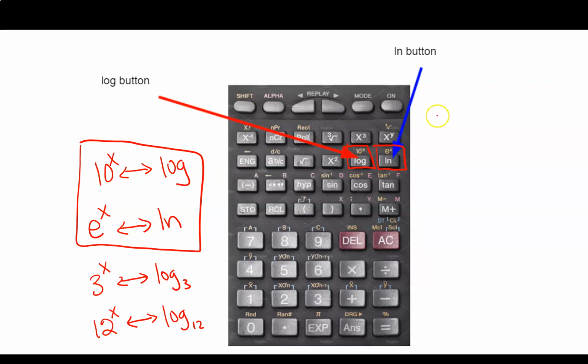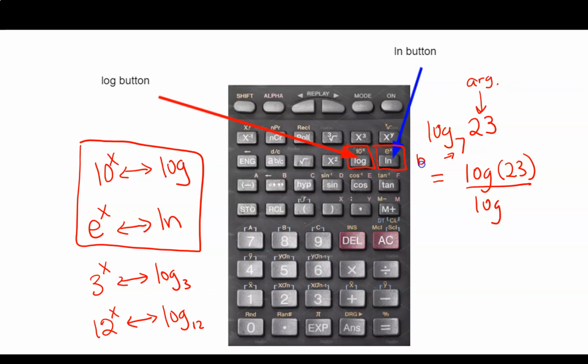So these two are buttons that you can use on your calculator. If you were trying to figure out log base 7 of 23, and you couldn't do that directly, the way we would do this is we'd write it as log of the argument divided by the log of the base. And so we could do that in our calculator just like we did a few times already. So we have log 23 divided by log 7, and that gives us about 1.611.